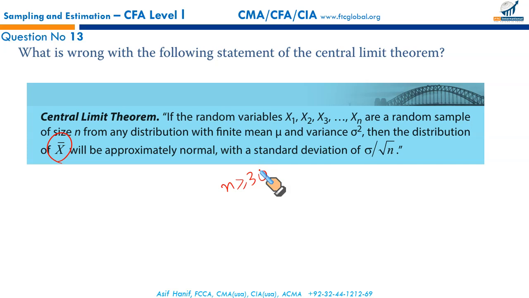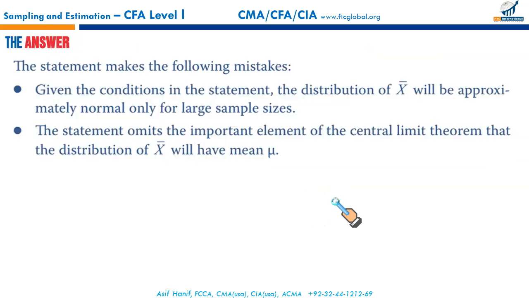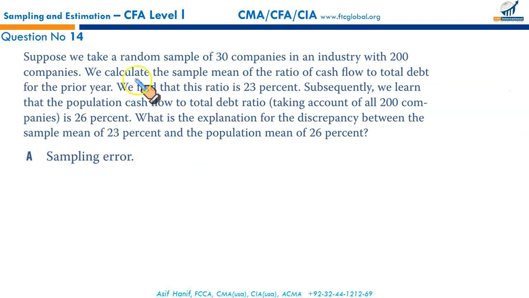Right? And the statement misses the important element of the central limit theorem, that the distribution of x bar will have a mean equal to mu. Right? Next, suppose we take a random sample of 30 companies in an industry with 200 companies. We calculate the sample mean of the ratio of cash flows to the total debt for the prior year. We find this ratio is 23%. Subsequently, we learn that the population cash flow to total debt ratio, taking account of all 200 companies, is 26%. What is the explanation for the discrepancy between the sample mean of 23% and the population mean of 26%?